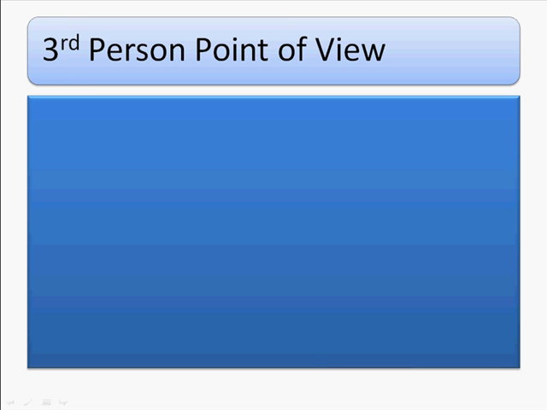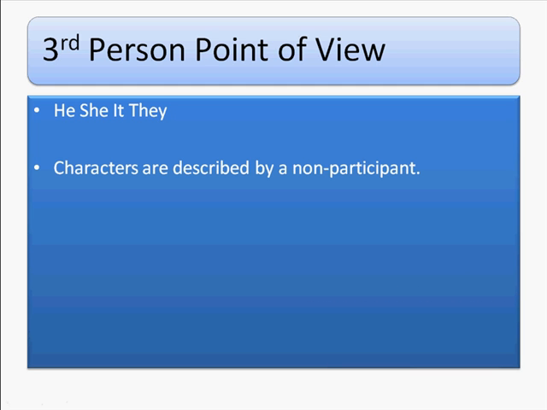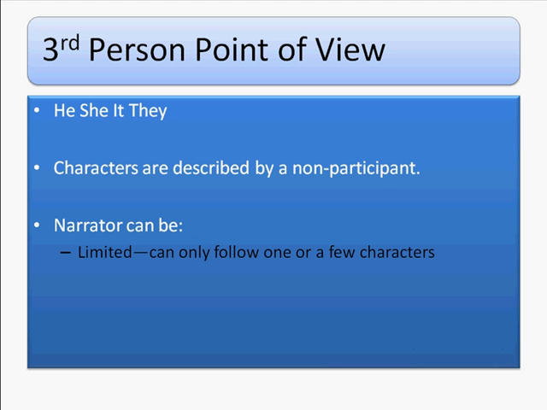Another common point of view is the third person point of view, which is kind of the he, she, it, they voice. Characters are described by a non-participant usually, so the person who's describing this is not part of the story. The narrator can be described as either limited in third-person point of view, wherein the narrator only follows certain characters. So most movies probably would fall into this.